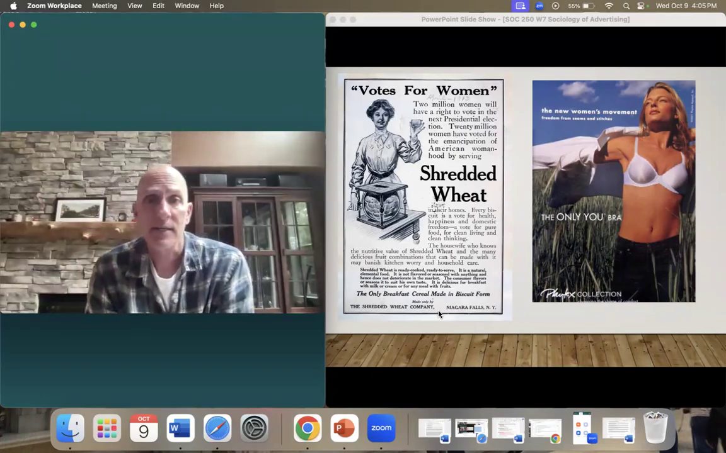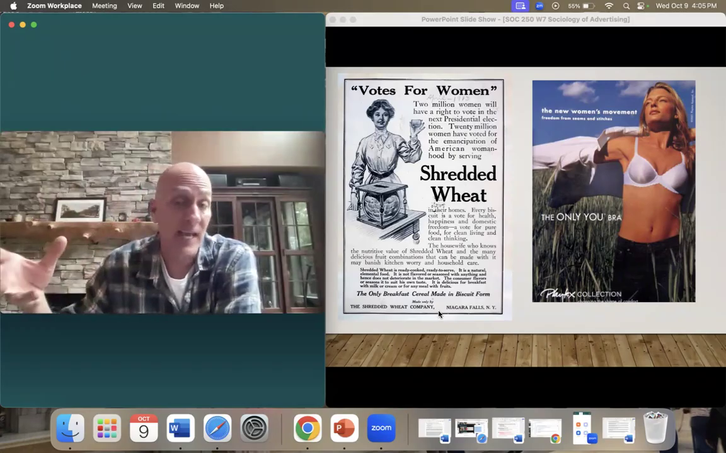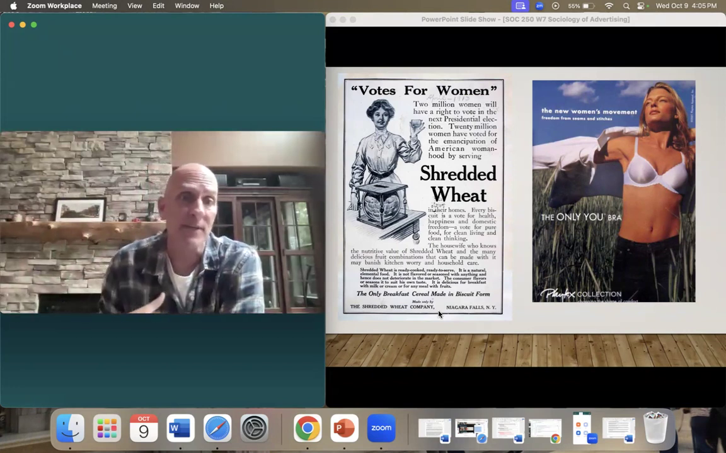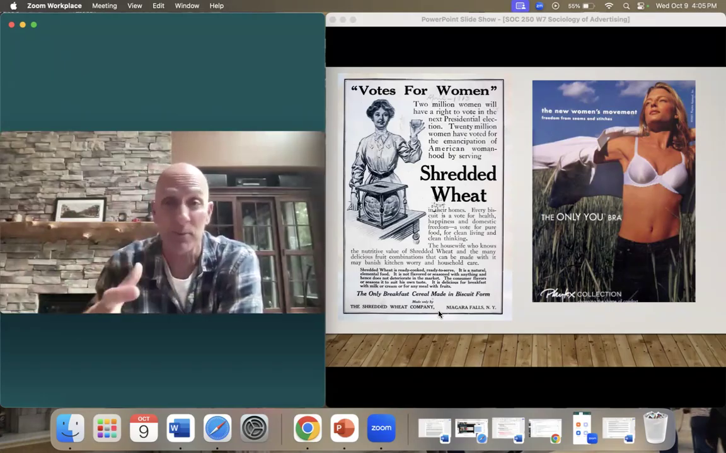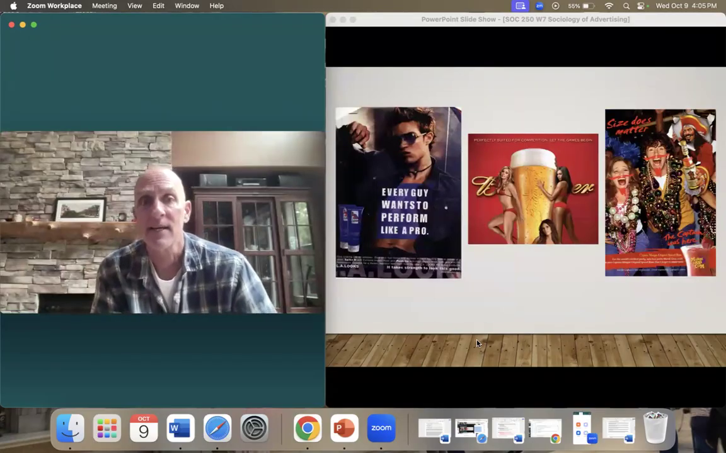Early text, early 1900s, shredded wheat. So now getting on a campaign, saying you're supportive of a campaign, and being able to promote a product to try to get people to consume. Moving into the 1980s, Playtex, the new women's movement, women's liberation, but it's about consumption. So it's this odd kind of thing.